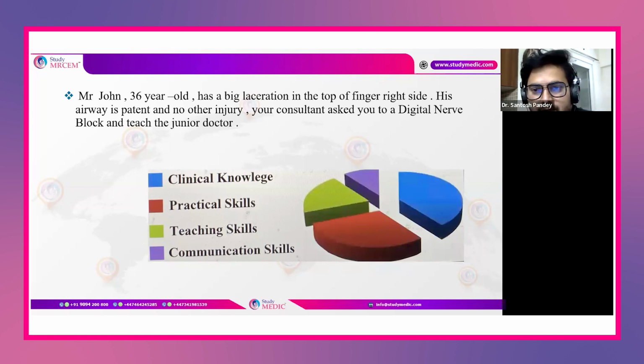The segregation of the marks, the skills, will be given to you before you enter the room. So before entering, go through the segregation of marks, make up your mind how much you have to perform, and focus on the aspects you have been given. Accordingly, you'll be scored once you go inside the room. This was the digital block teaching station.